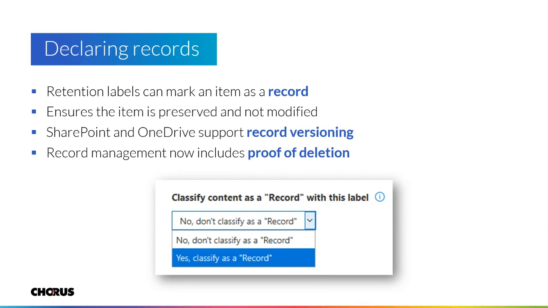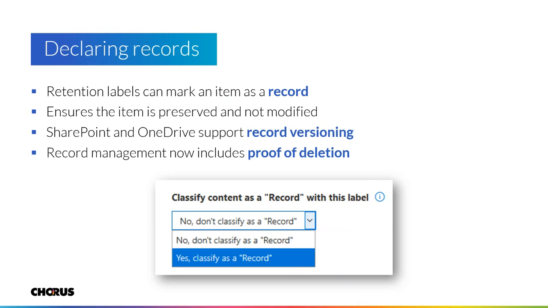You can also use retention labels to mark an item as a record. So this is something that's useful in typically more highly regulated environments. It's where you have to preserve a file, basically make sure that it's not modified, it's preserved in a specific state as evidence if you need it. Labels can do this across all your systems, so across email, across all of your Microsoft 365 repositories.